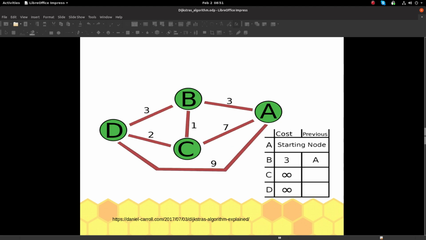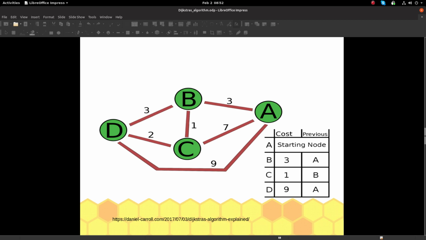We'll need to check A's path first. So A to B costs 3, which is the smallest. So let's investigate this. We update the cost of B only if 3 is less than the current cost of the neighbor, which is infinity. So 3 is less than infinity, so we update B. Now let's consider A to C and A to D. A to C costs 7, which is less than infinity, so we update that cost. A to D costs 9, which is less than infinity as well, so we'll update that cost chart too.